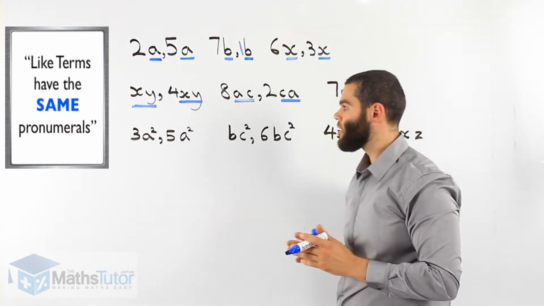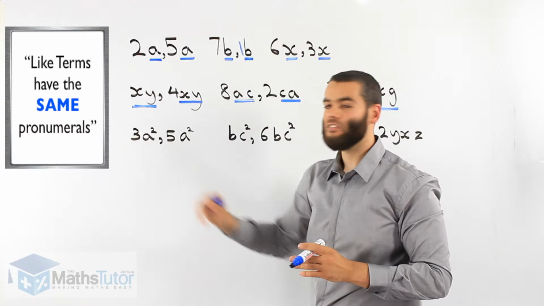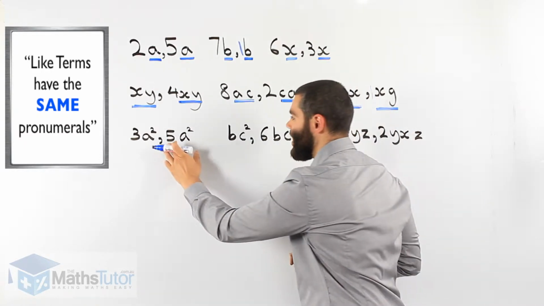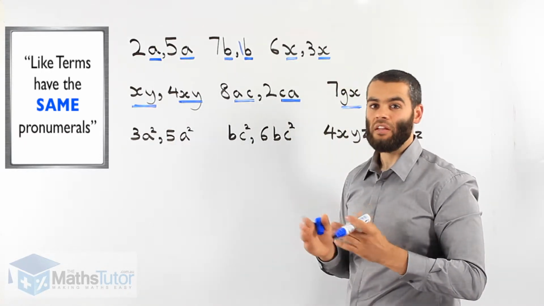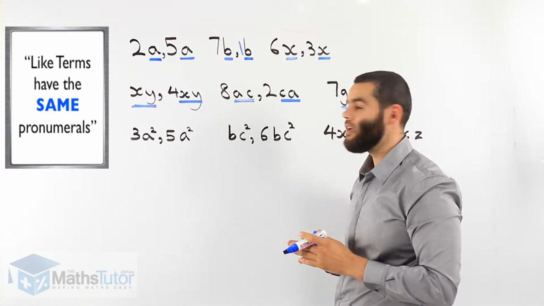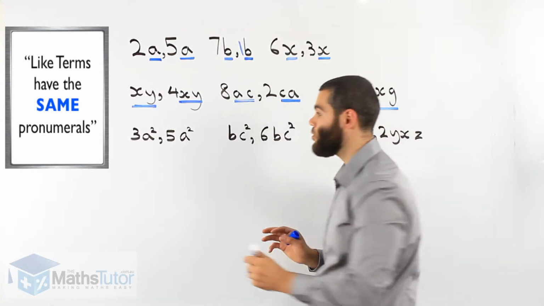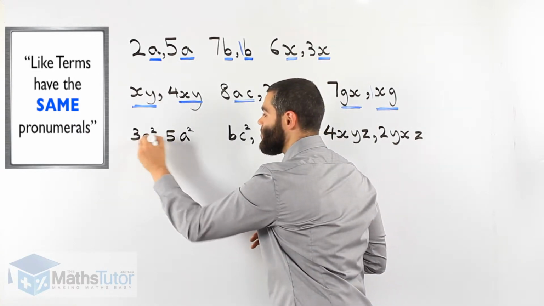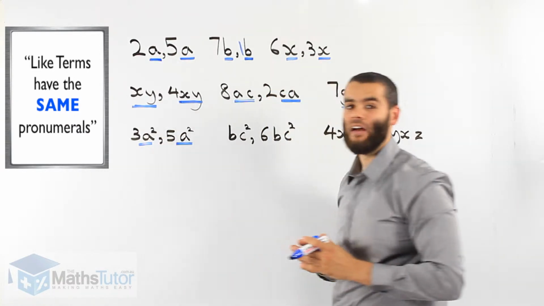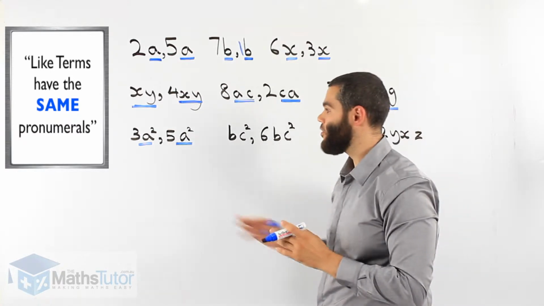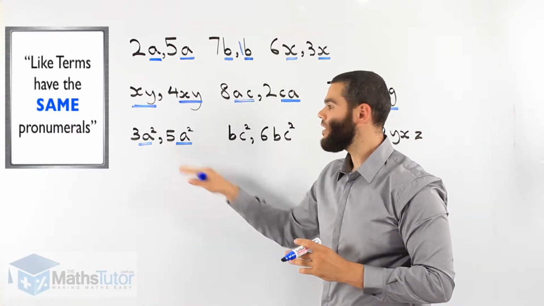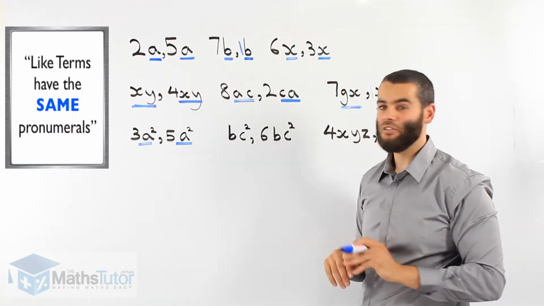Coming here, we have 3A squared, which is a term. 5A squared is another term. Are they like terms though? Well, do they have the same pronumerals? A squared and A squared. Yes, they have the same pronumerals. Therefore, 3A squared and 5A squared are also like terms.